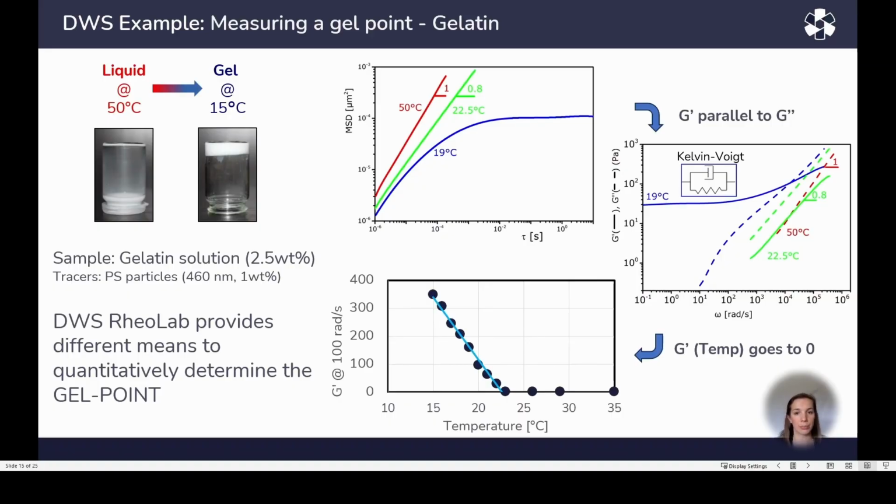The gelation temperature can also be confirmed by making a plot of G' versus temperature. The linear fit crosses the temperature axis exactly at 22.5 degrees Celsius, confirming once again that we have found the correct gelation temperature to be at 22.5 degrees.